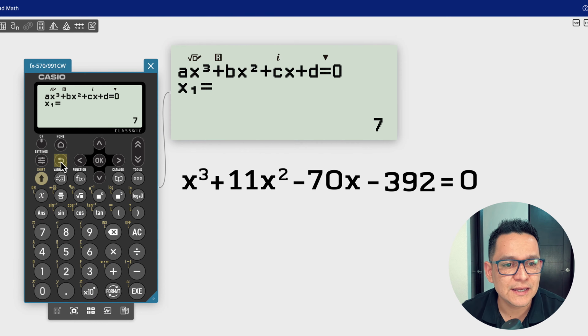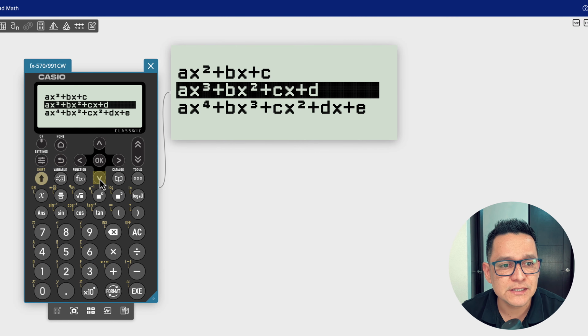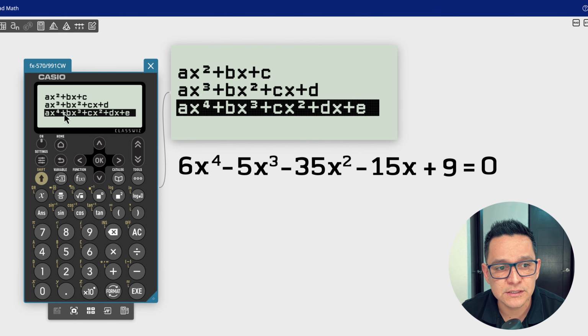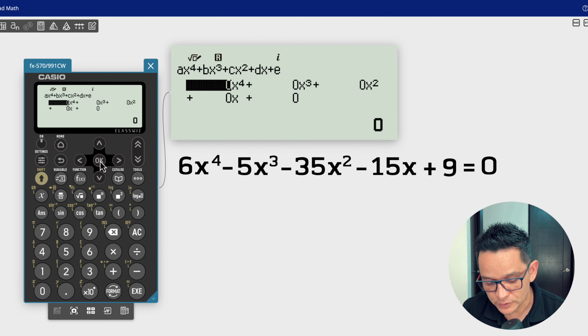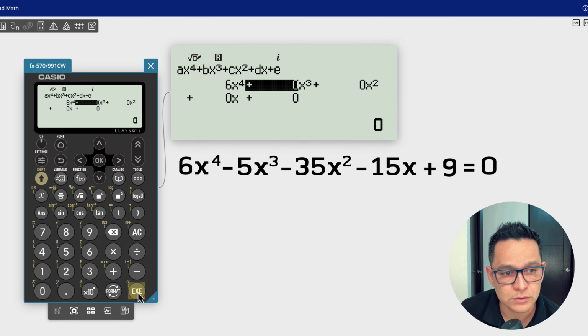Let's see. Now let's try the one that's fourth degree. So we can move a little with the arrow, and we're just going to go down to where it says x to the fourth plus bx cubed plus cx squared plus dx plus e. So we click on Run, and now we're going to enter the next equation, which is 6x squared. So I put a 6, I hit Run, then it's minus 5x cubed. So I press Shift minus 5.